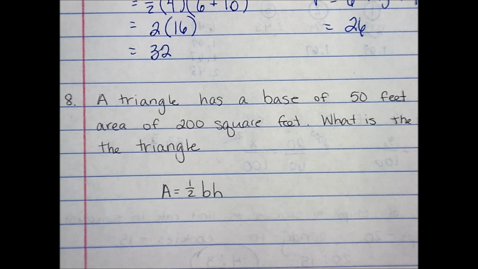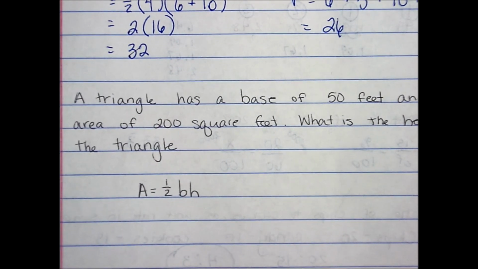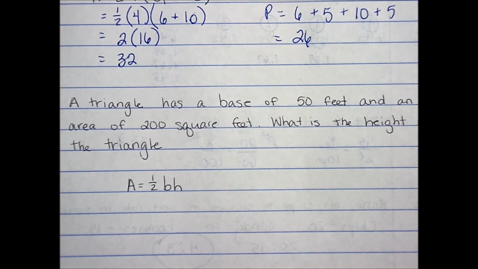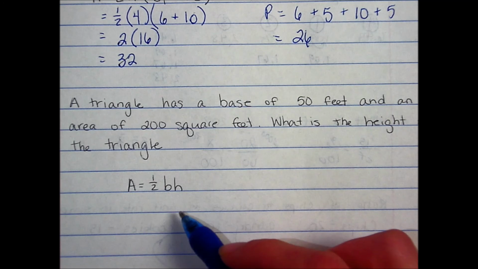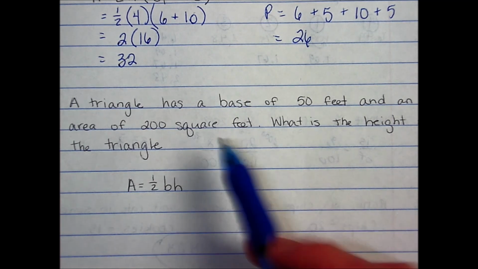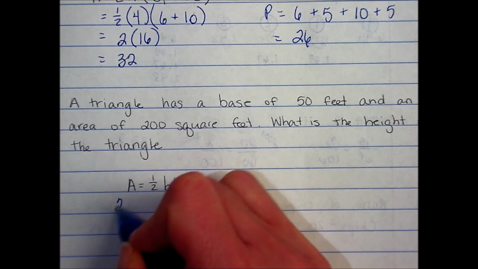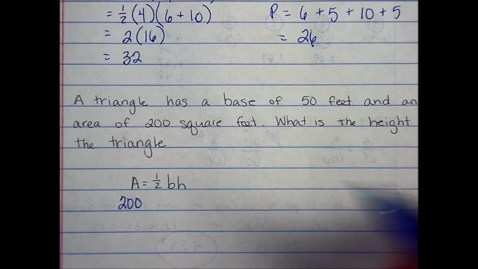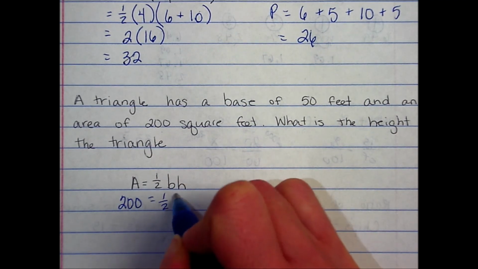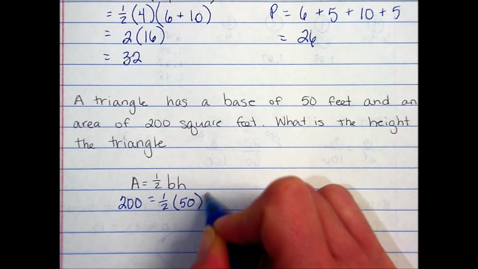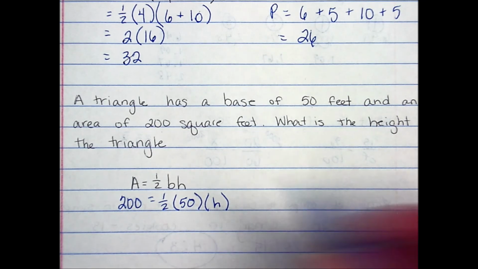Okay, and then finally we have a word problem. We have a triangle. It has a base of 50 feet and an area of 200 square feet. What's the height of the triangle? So we have to use our area formula, and we're going to plug in what we know. So the base is 50, the area is 200. So the area is 200, we'll put that 200 under the A. Then we have 1/2. All right, base is 50, so 1/2 times 50, and we don't know the height, and that's what we're trying to find.